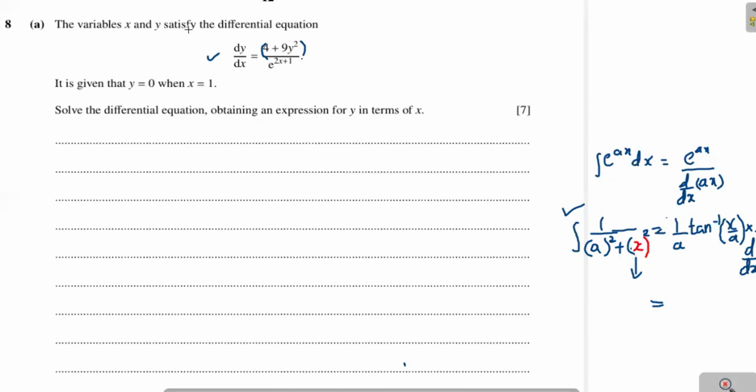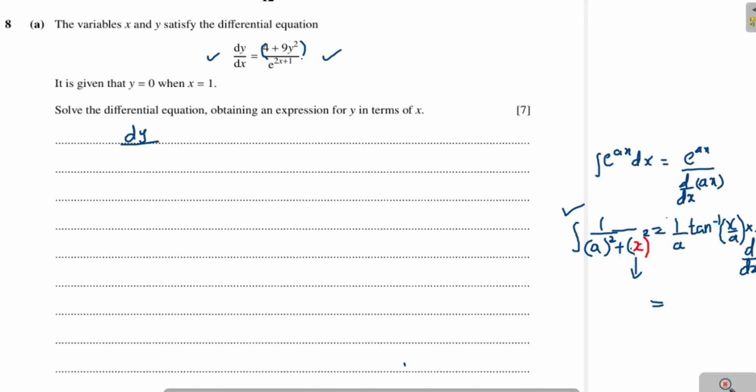Question number 8. The variables x and y satisfy the differential equation dy over dx equal to (4 plus 9y square) over (e power 2x plus 1). It is given y equal to 0 when x equal to 1. Solve the differential equation. You see here, this is the differential equation. We arrange this differential equation. Now we shift the 4 plus 9y square from right to left side.